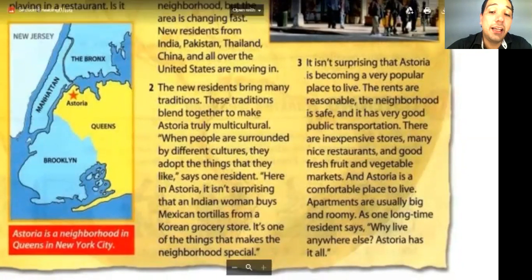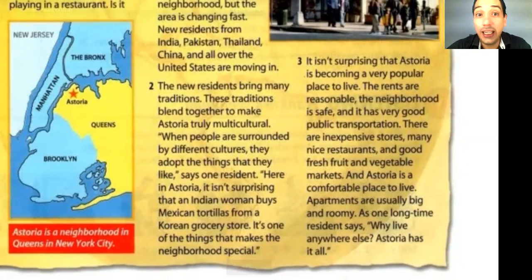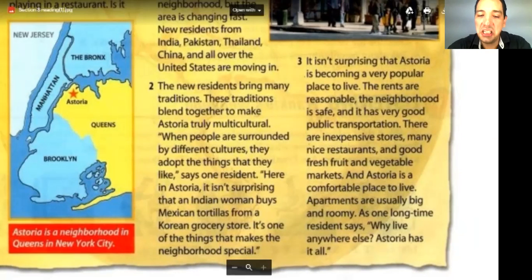Hey, look at this. There are inexpensive stores. Inexpensive stores. What is that? No tiendas caras. No es cara. Barata. Tienda barata. Inexpensive store. Sí, barata. Okay. Many nice restaurants and good fresh fruit and vegetable markets. It's a comfortable place to live.